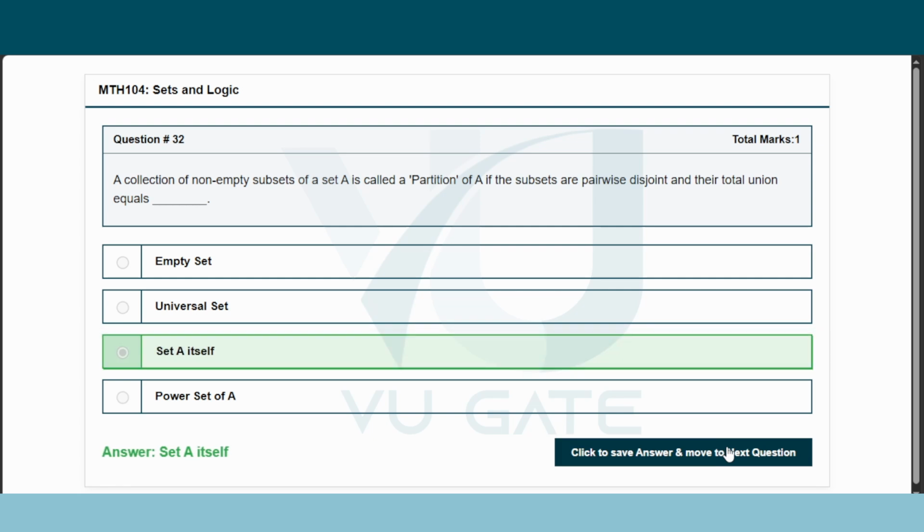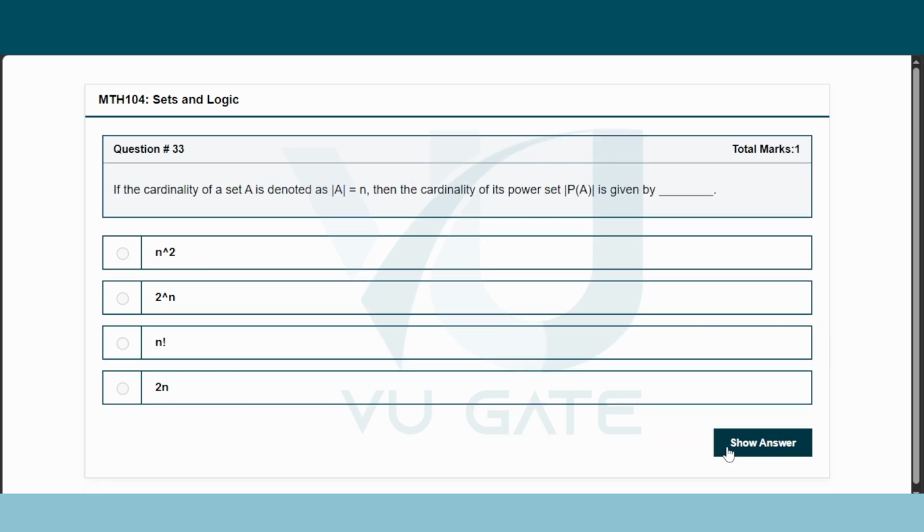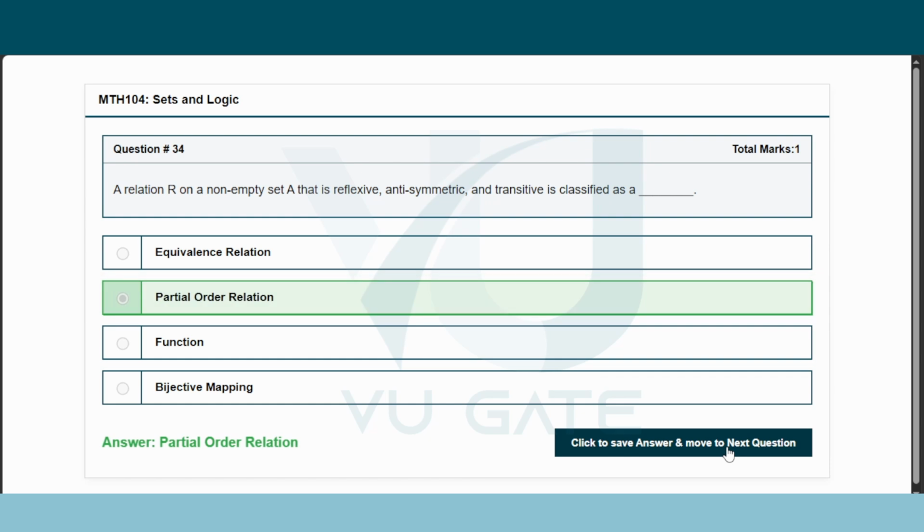Question number 33. If the cardinality of a set A is denoted as n, then the cardinality of its power set is given by blank. The correct answer is 2 raised to the power of n. Question number 34. A relation R on a non-empty set A that is reflexive, antisymmetric, and transitive is classified as a blank. The correct answer is partial order relation.